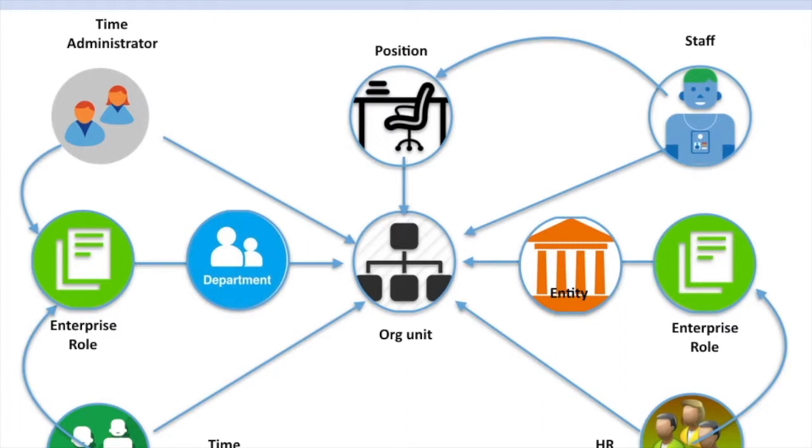And the time manager and the time administrator, through an enterprise role and an assignment of their structural authorization to a department, has the control over a specific part of the organizational unit. So this plumbing, if it is done correctly, the leave request will get routed to the proper manager or to the proper HR partner.